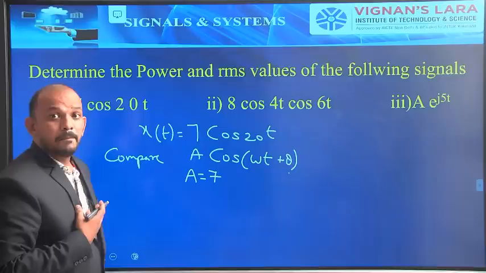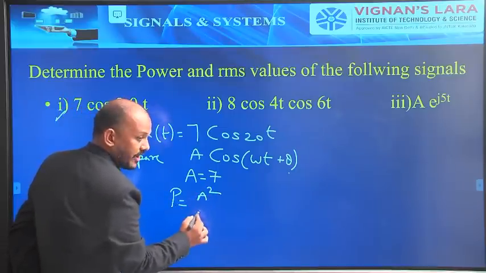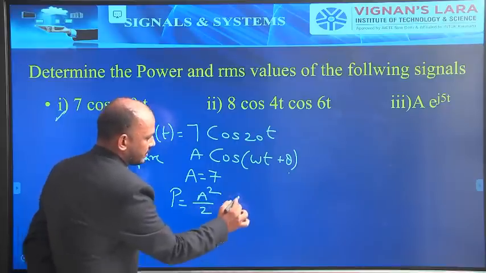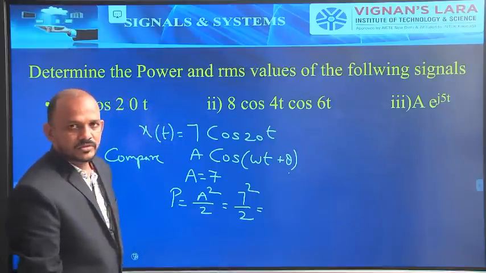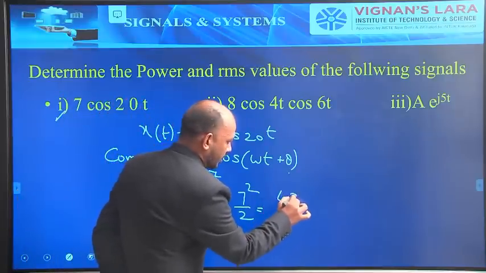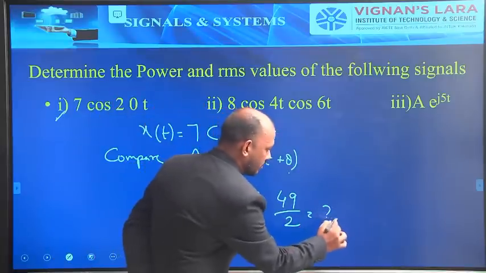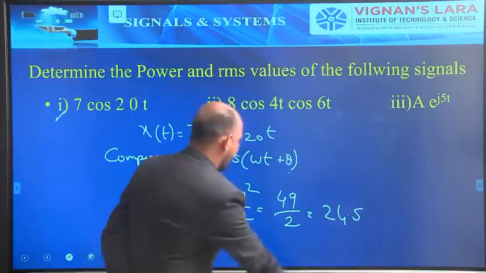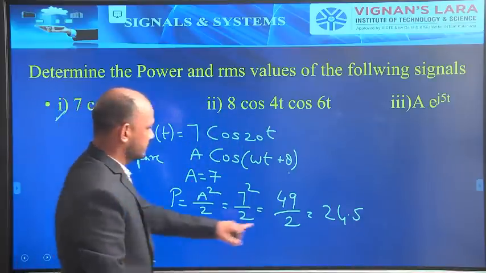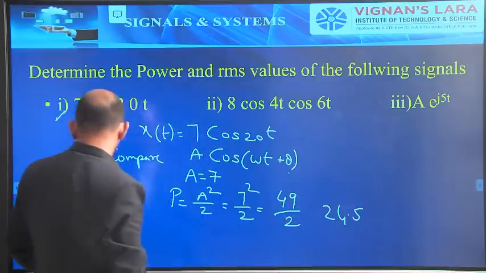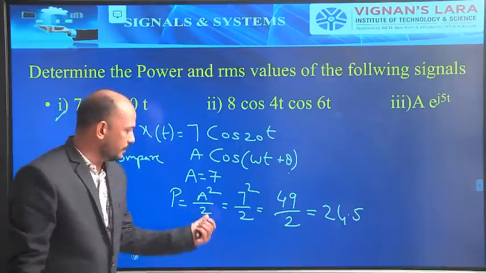Now I need the power. Power will be equal to A square by 2. It is nothing but 7 square by 2. So what is 7 square? 49 by 2, that will be equal to 24.5. Simple. So this one, 24.5, is the power of the signal.